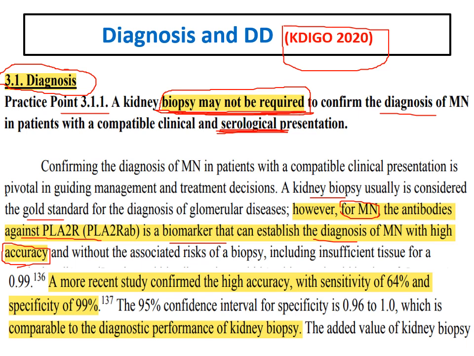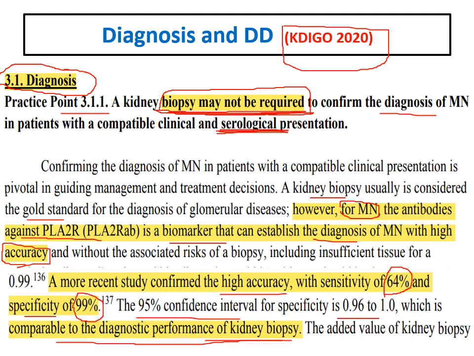A very recent study confirmed this high accuracy for membranous, with a sensitivity of around 64%. Very important numbers that you should know: the sensitivity and specificity of antiphospholipase A2 receptor antibodies. Sensitivity of around 60% and the specificity of what? 99%. The 95% confidence interval for specificity is 0.96 to 1, comparable to the diagnostic performance of kidney biopsy.